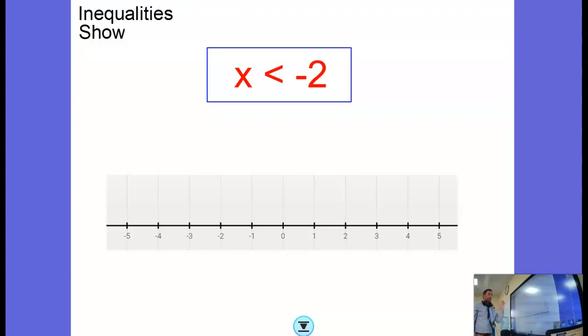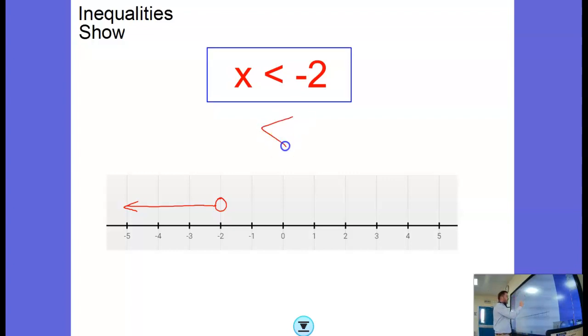So we've looked at x is less than negative 2. Let's remind ourselves what that would look like on a number line. We would go above the negative 2, put an empty circle because it cannot equal it, and put an arrow going in that direction. That would be if we wanted to write x is less than negative 2.